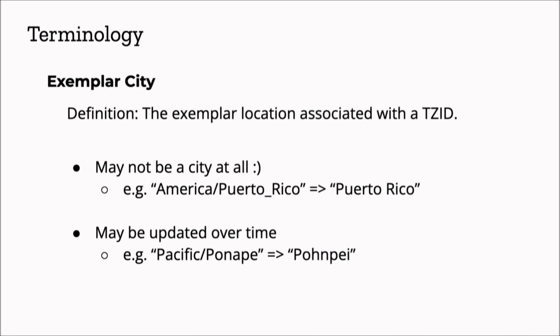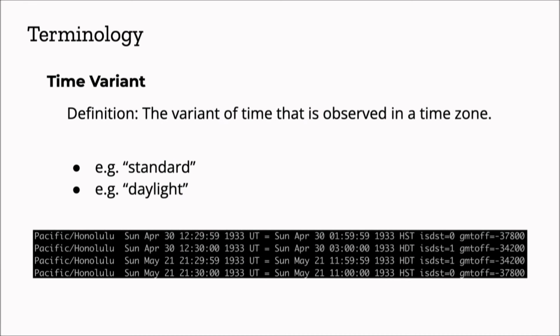And time zones also have an exemplar city, which is an exemplar location associated with the time zone ID. The nice thing about that is it may not be a city at all. For example, the exemplar city for Puerto Rico is Puerto Rico. And these may be updated over time. So the exemplar city for Ponape has the up-to-date spelling, which is nice.